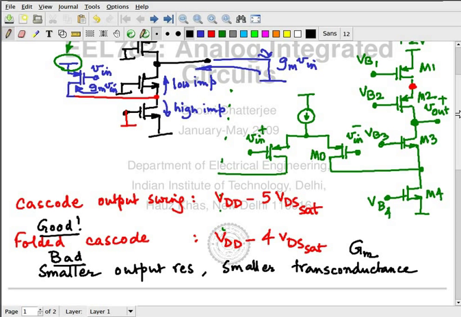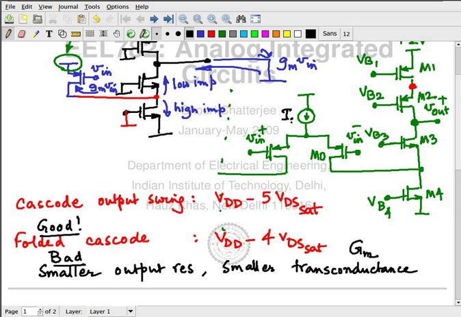Power consumption is more in this. How much more? So earlier you had only one current source. So earlier, let's call this I0. So to get a certain GM, you would have to have a certain I0, right? Here you still need that I0 over there.